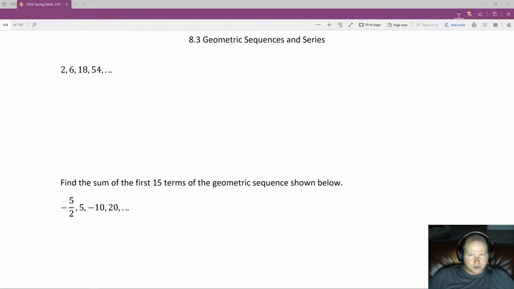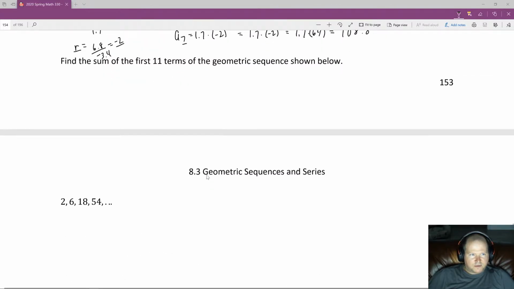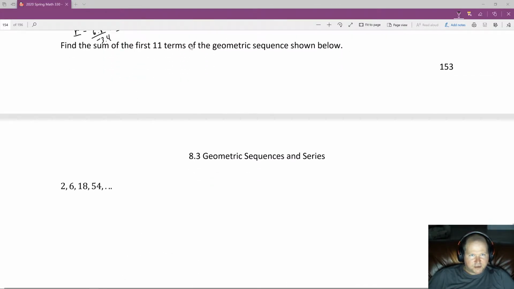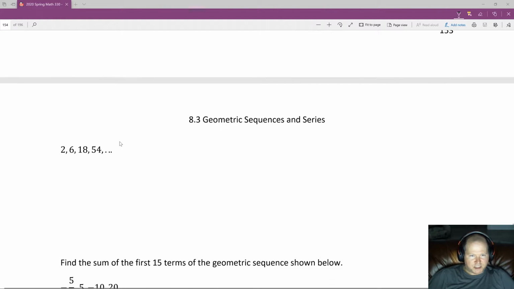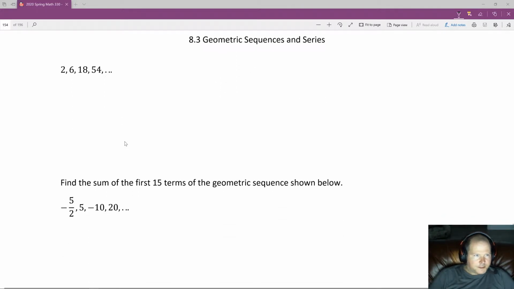8.3 Geometric Sequences and Series. So what we want to do is find the sum of the first 11 terms of the geometric sequence shown below. The first term in this sequence, A1, is 2. You can see right there.